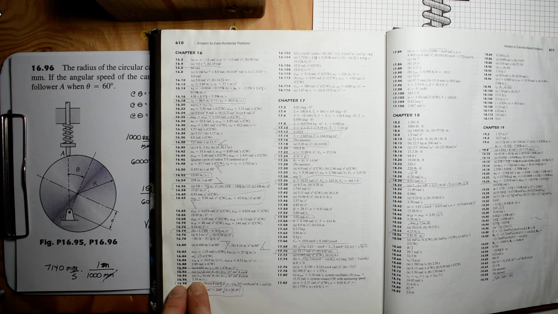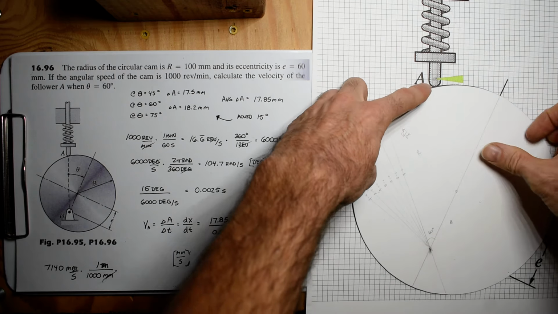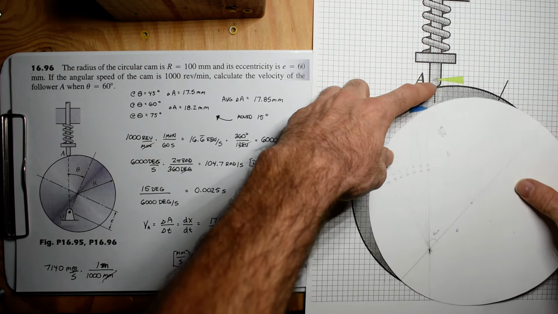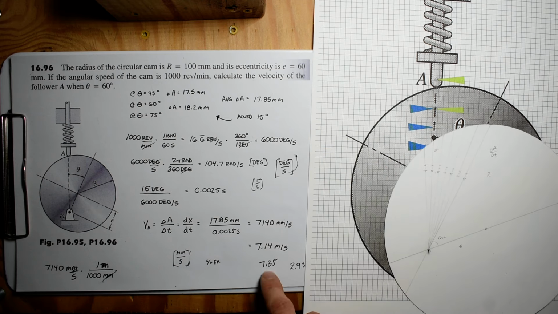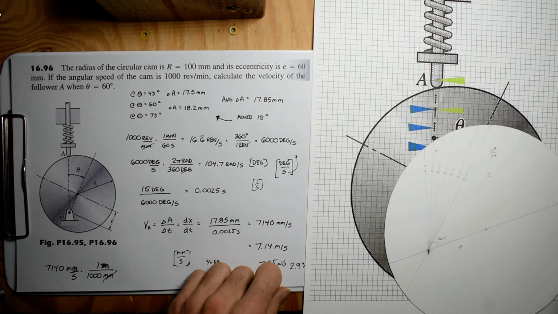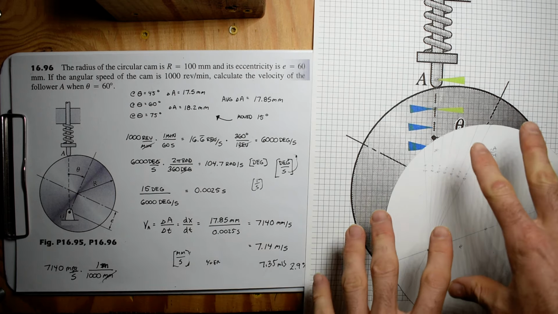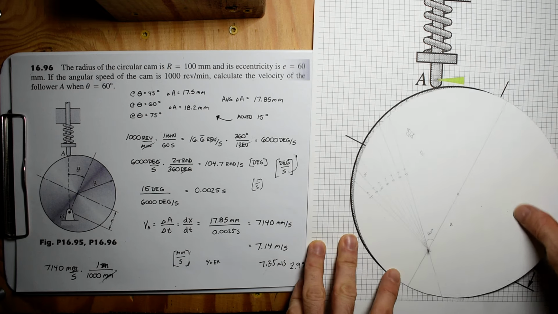So the answer in the back of the book is 7.35 meters per second. They also specify that it's actually traveling downward. I think with our example we could have seen that it's traveling downward. So the answer is 7.35 meters per second. But the whole idea is to say, we just set this up. Now this was kind of complicated.